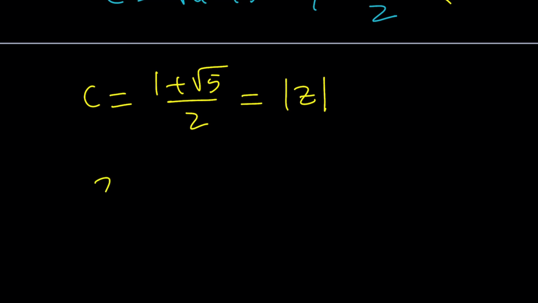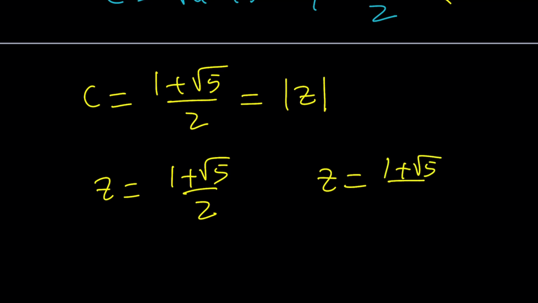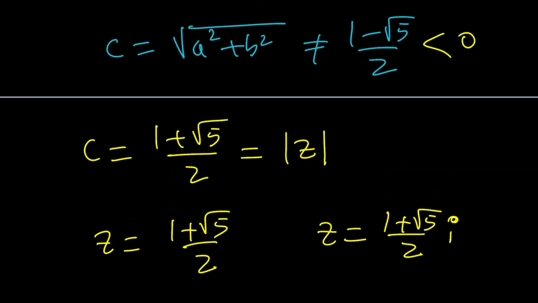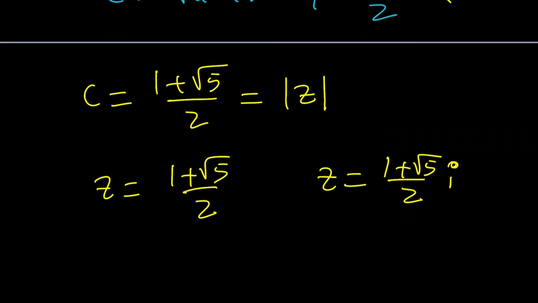Can you think of some numbers? For example, z can be (1 plus root 5)/2, or z can be (1 plus root 5)/2 times i. It can also be the opposite of this number, or both of these numbers, because they're all going to have the same absolute value. Make sense? So in this case, we're basically finding the absolute value of z, and there are infinitely many solutions.